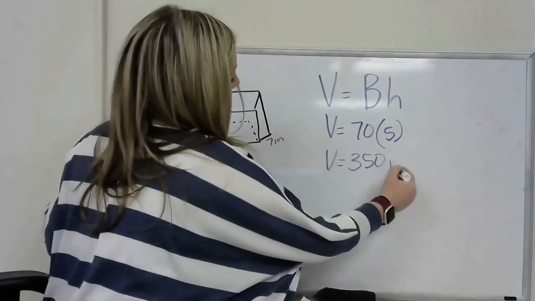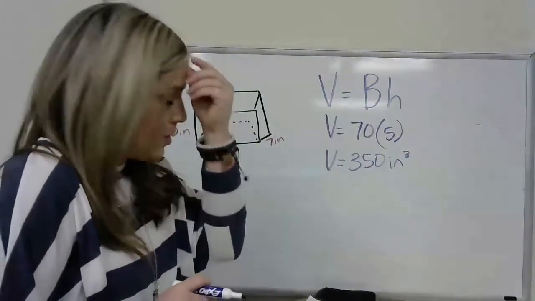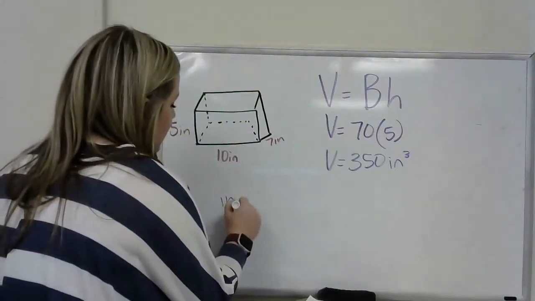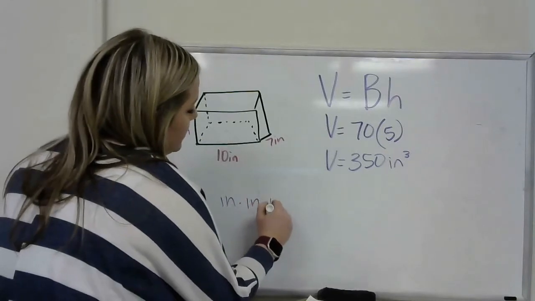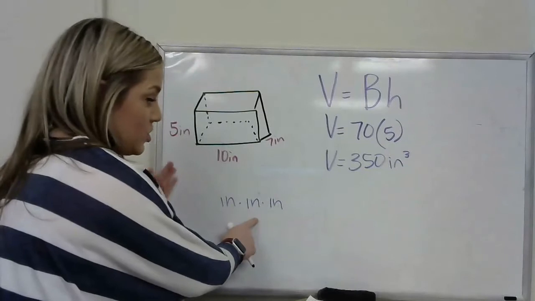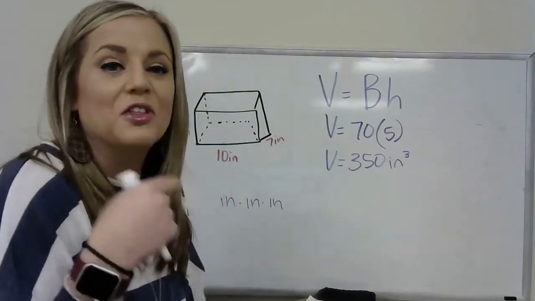So the volume of this is 350 inches cubed. And the reason that you put a little 3, or the reason that it's inches cubed, is because you're doing inches times inches times inches. And inches times inches, like area, is inches squared. And then inches squared times inches is inches to the 3rd power.